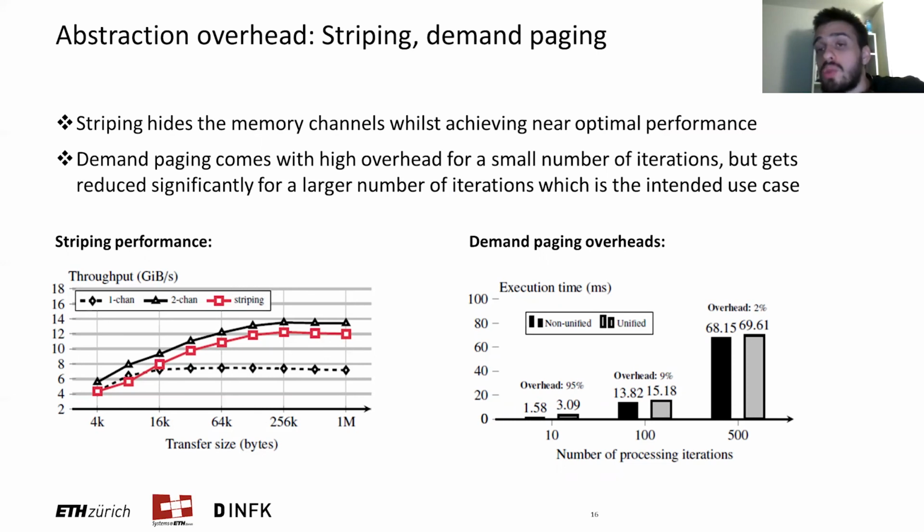So the graph here shows this overhead in the context of an application. For a low number of iterations, we can see that the overhead is quite high, suggesting that this model might not be the best for streaming applications. However, as the iteration number rises, we can see that the overhead becomes quite negligible, which is actually the intended use case for this abstraction, ML training, for example.